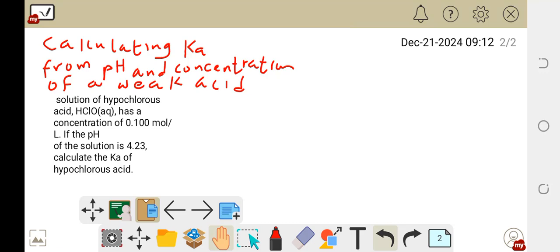Here we'll be calculating the pH. We'll be calculating the ionization constant, Ka, of hypochlorous acid. Hypochlorous acid, being a very weak acid, ionizes only partially in aqueous solution, as illustrated in the ionization equation.